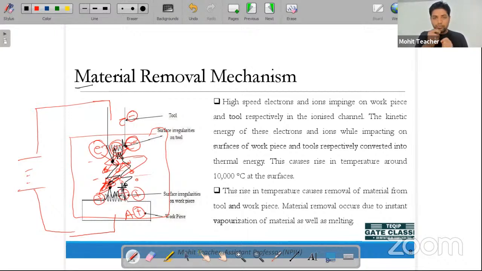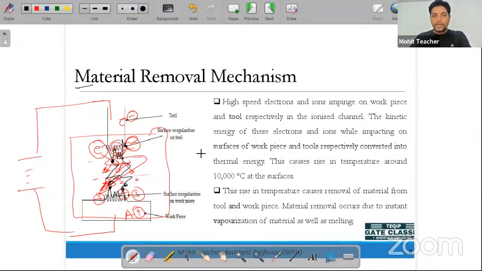So these irregularities will define which direction we have to flow. Generally we have to keep a very clean surface, but if we have to make a very small size area, meaning we have to remove the material from a small size area, then we usually make some roughness over there on the tool side, so that accordingly the shape is formed over the workpiece surface.